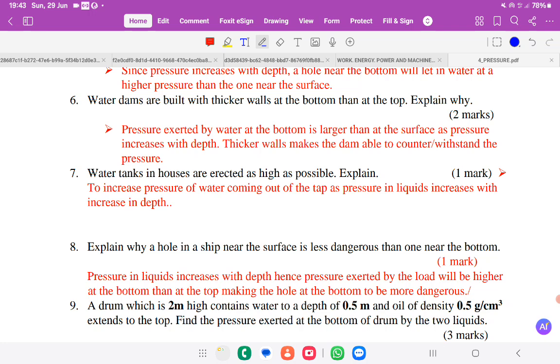2 marks are coming from the fact that pressure is higher at the bottom, and also when the dam is made thicker at the bottom, it will be able to withstand the higher pressure. So pressure exerted by water at the bottom is larger than at the surface as pressure increases with depth. That's why dams are built with thicker walls at the bottom than at the top, because pressure is higher at the bottom of the water than on the surface.